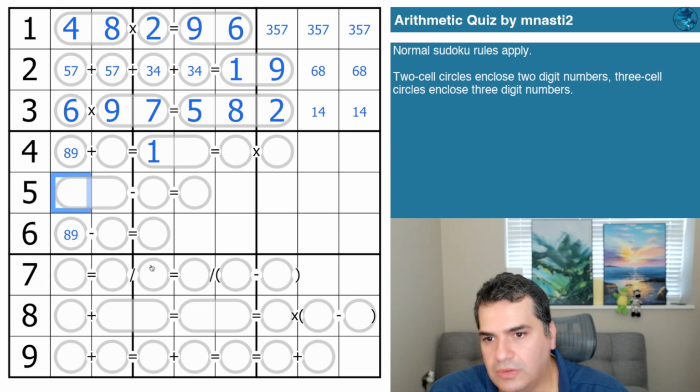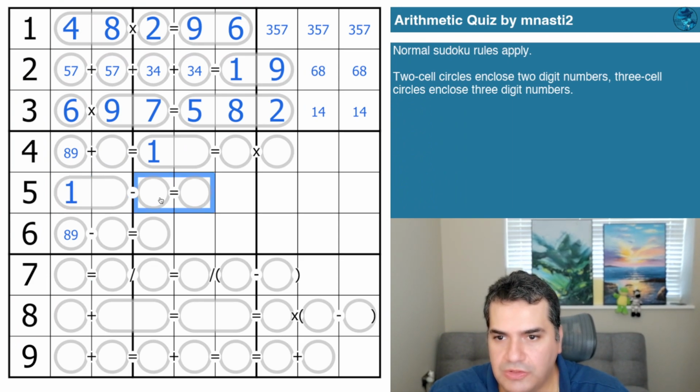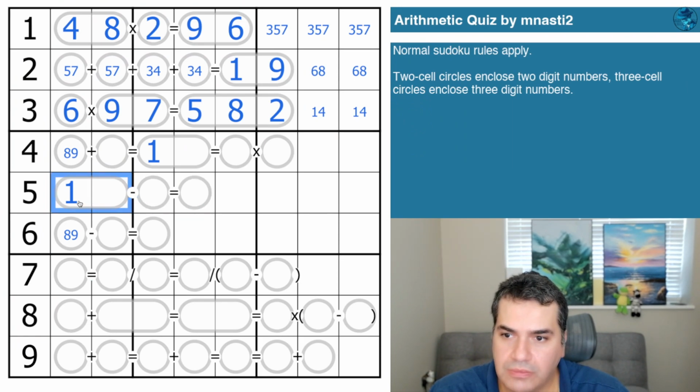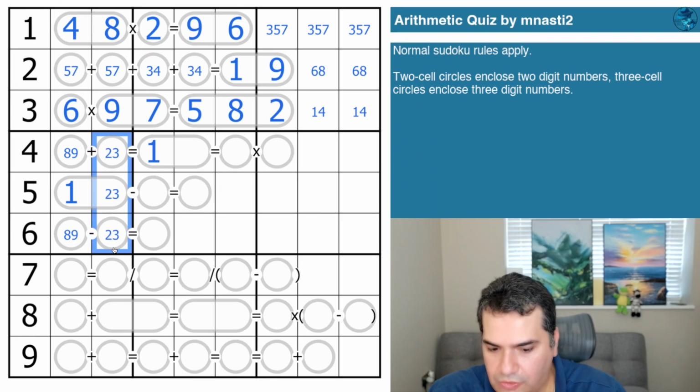One is not here. I think 1 has to be here for the same reason. I've got 2 digits that add up to a 2-digit number, and it's not going to be 20. It's going to be 1 in here for sure. Leaving these to be 2, 3, and 7, I'm going to say.